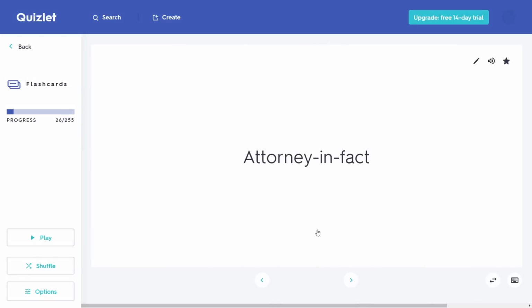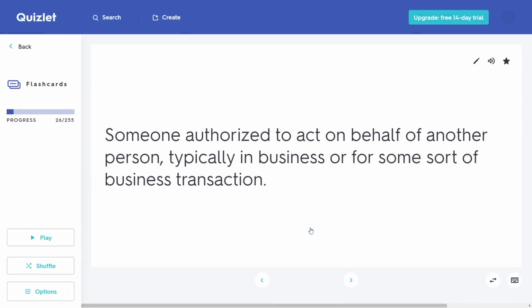So, attorney in fact. Okay. So think that one over. Give you guys a couple seconds. Okay. Do you guys know who an attorney in fact is? All right. So an attorney in fact is someone authorized to act on behalf of another person. Now, this is typically in business or for some sort of business transaction.